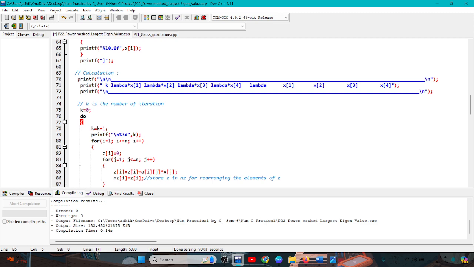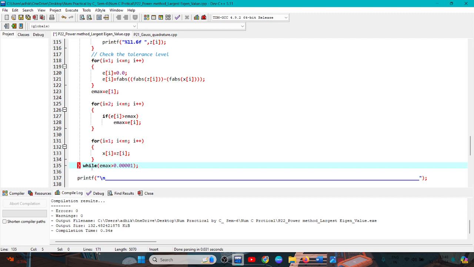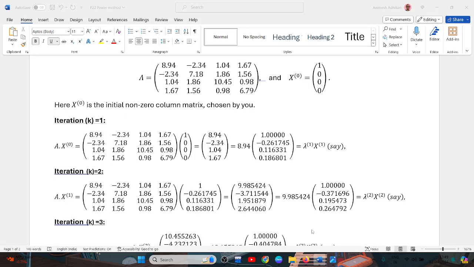Again we enter the do loop, and when this is satisfied, Emax is greater than the tolerance level, we again compute the iteration. That is the do loop. Now for i equal to 1, i less than or equal to n, i plus plus, xi equal to zi. So for the next step, the new value of xi is the zi.